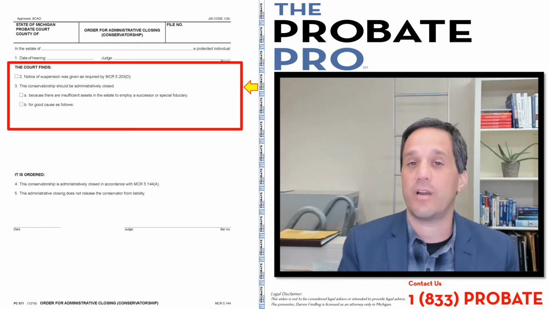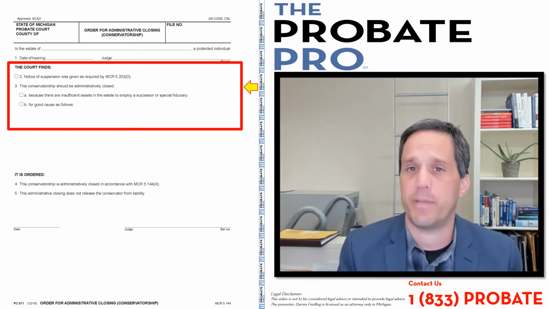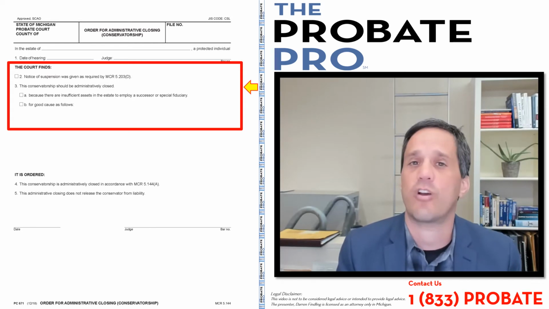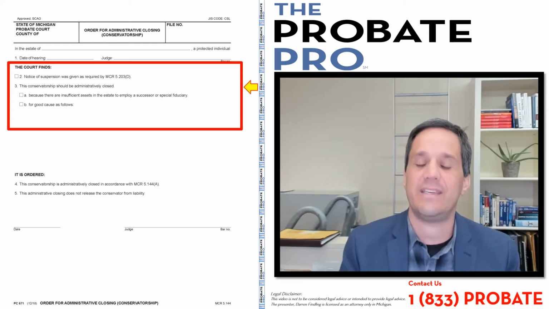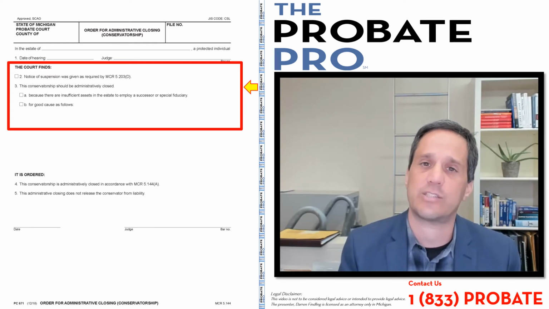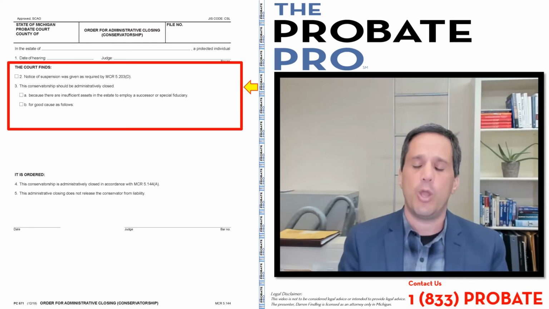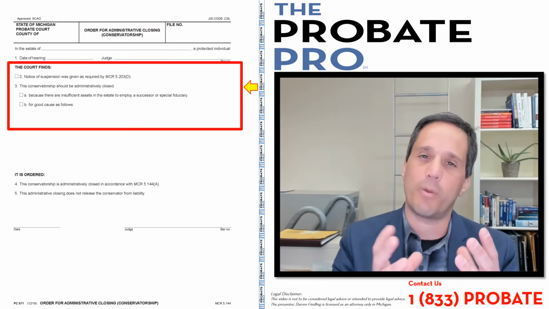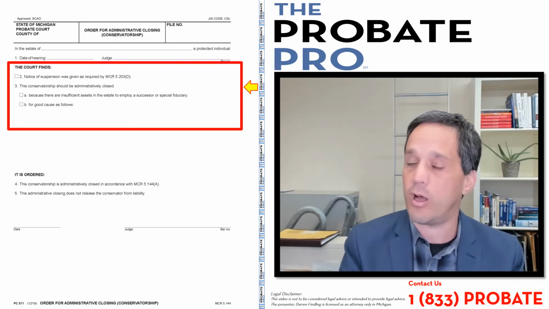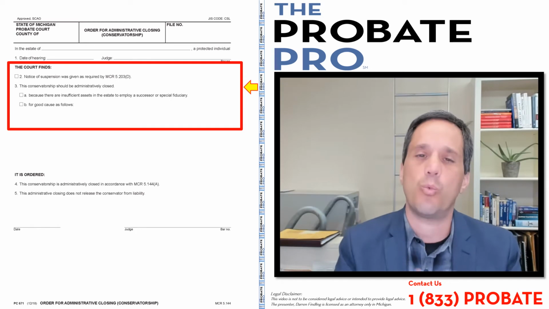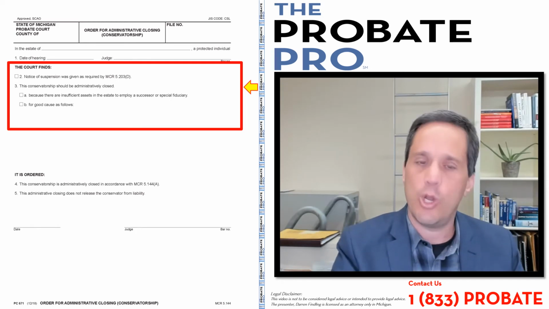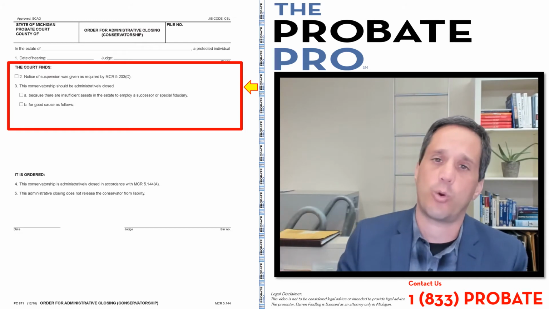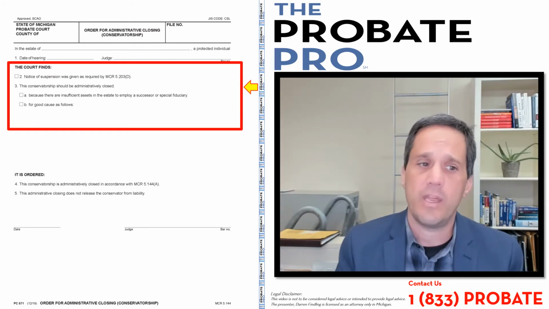Item 3 says the conservatorship should be administratively closed. And here are the findings of the court. Either A, because there are insufficient assets in the estate to employ a successor or special fiduciary. So what does that mean? Well, the conservator has failed to perform their role, but the amount of money that remains in the conservatorship is so small, so de minimis, that it doesn't warrant appointing a new person, what we'd call a successor conservator, or a special fiduciary appointed by the court to perform a role.